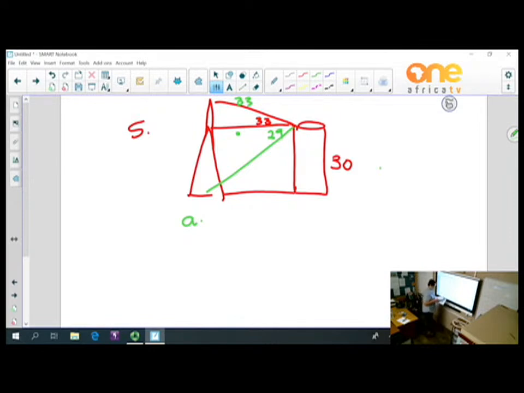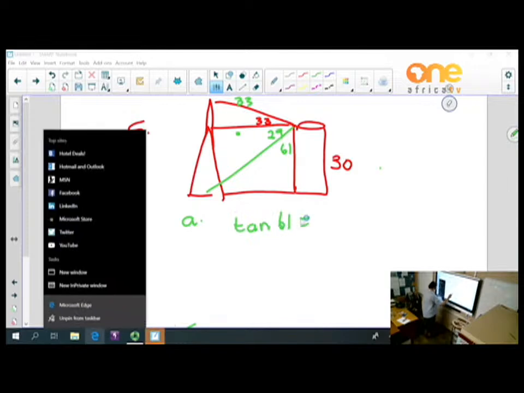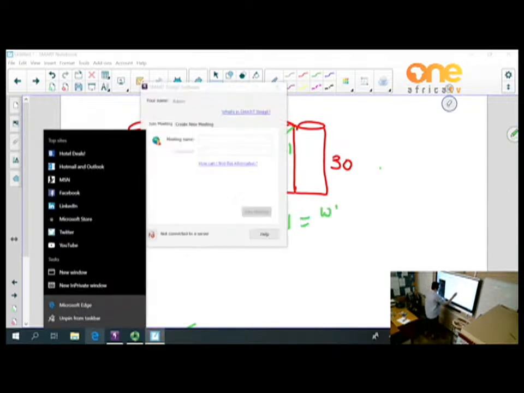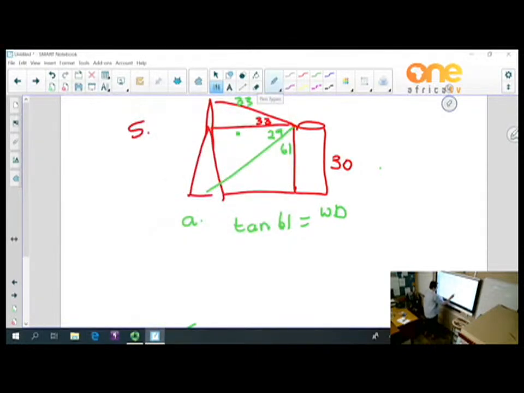And so the angle is 61 degrees. That one in the triangle is then 61 degrees. So then I can say that tan 61 is equal to WD over 30. Which method? Top times. So if we multiply the two, it is 54.1 meter.